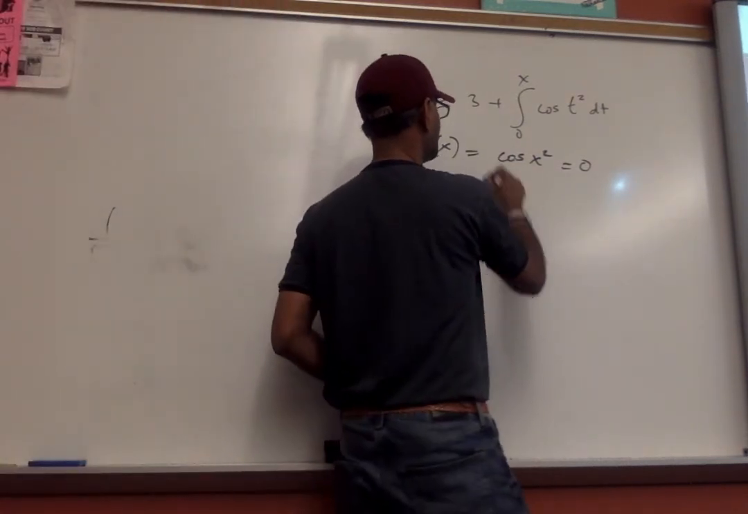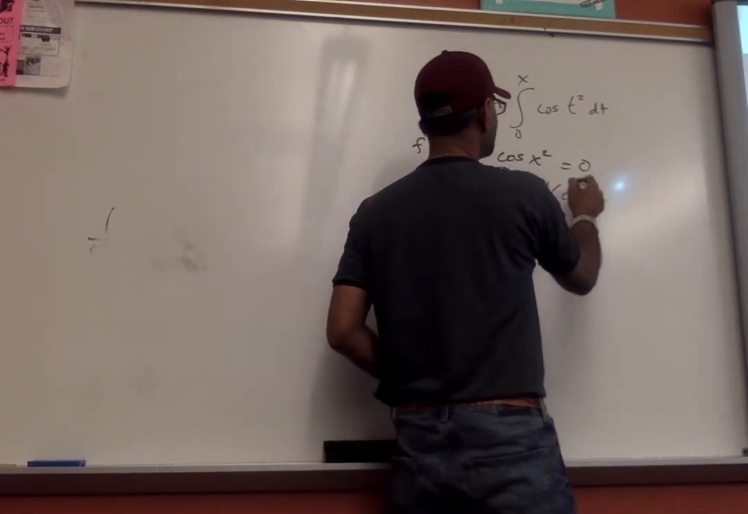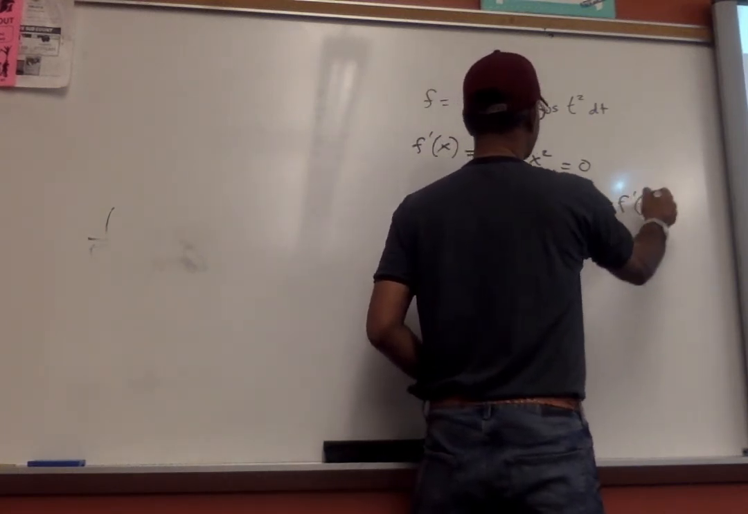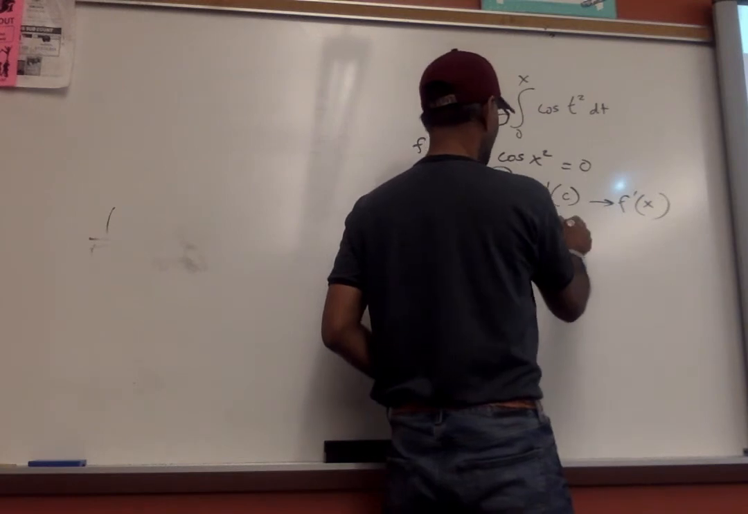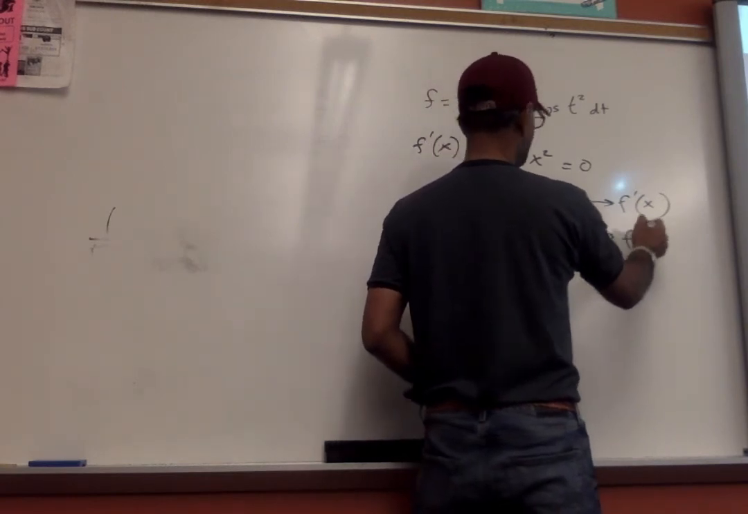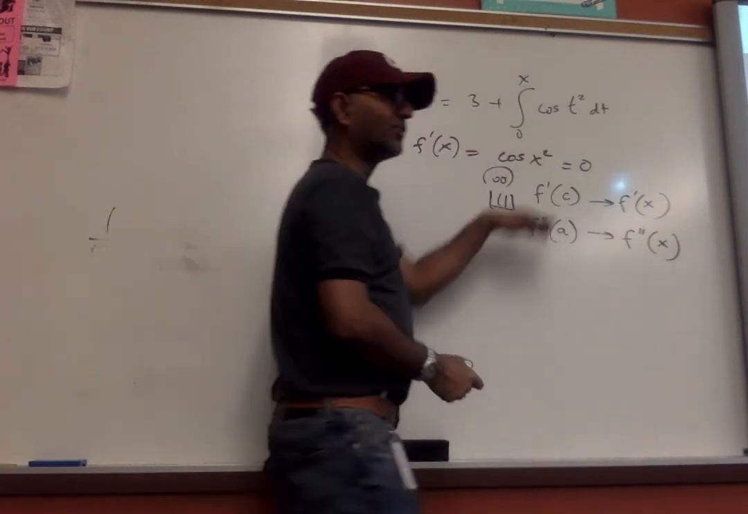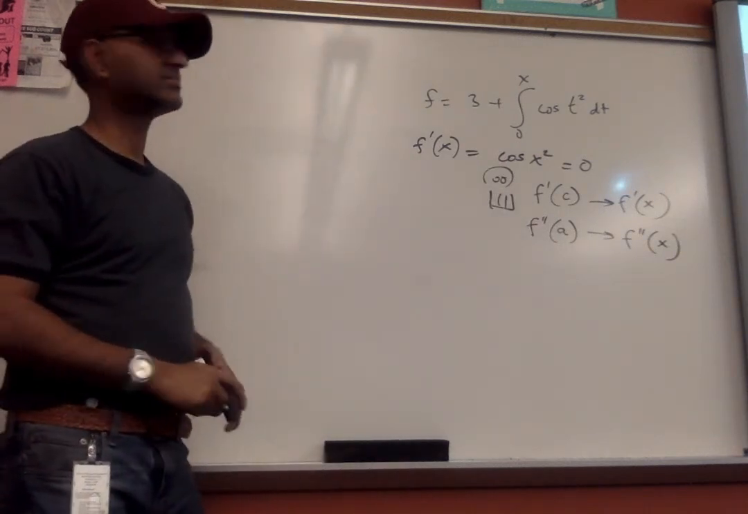So strategy. They say f dash of C. Make a note that's f dash of X. They say f double dash of A. Please write this down. That's just f double dash of X. Don't get alarmed by those letters.